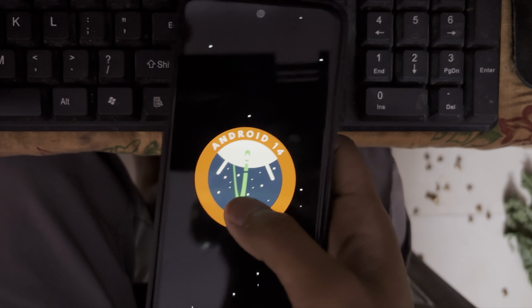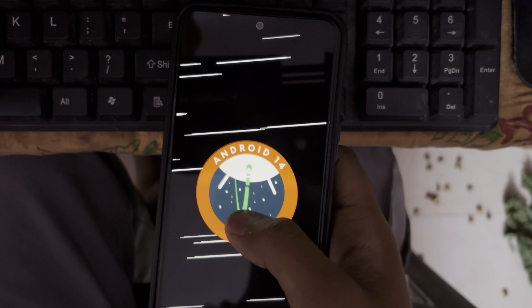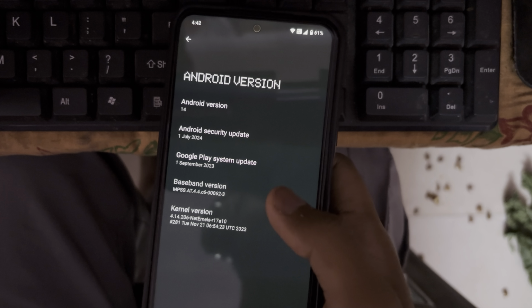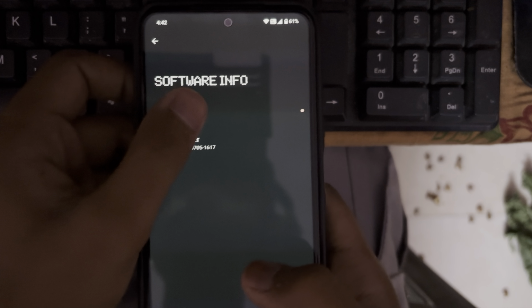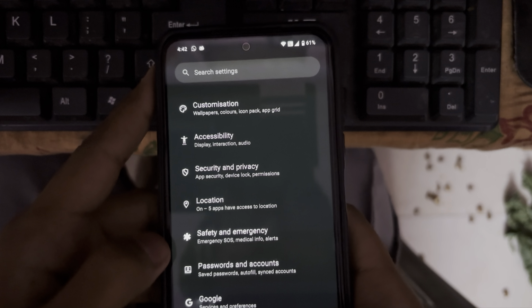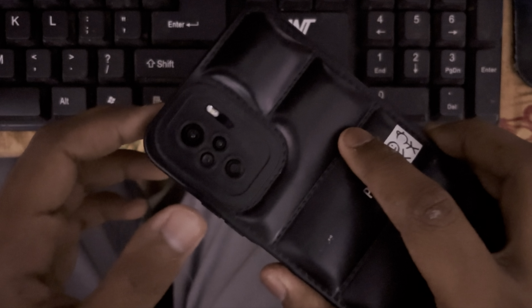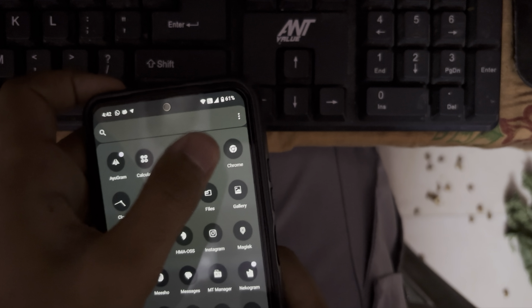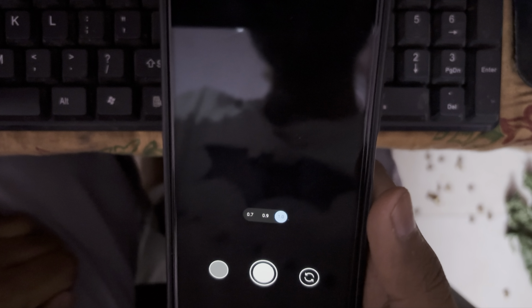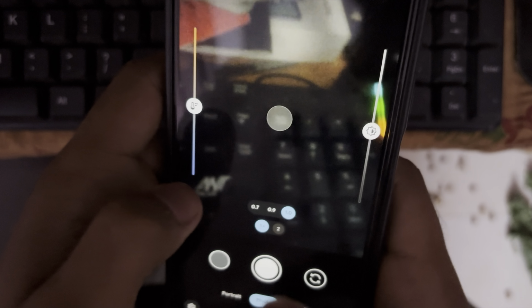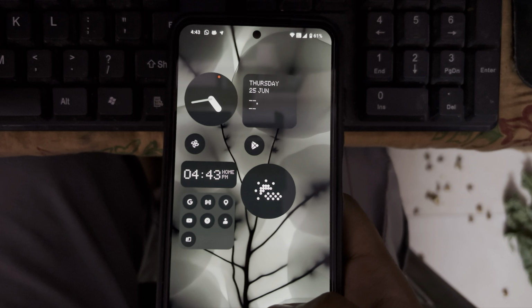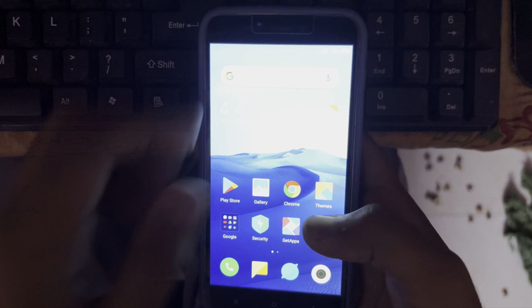In this video I'm going to tell you the difference between custom ROM, stock ROM and ported ROM. As you can see, this is Nothing OS running on my Redmi Note 10. As you know, Nothing OS is made by Nothing and it does not belong to Redmi. But I have installed it because this is a ported ROM. Basically the operating system or the system partition is ported over to Redmi.